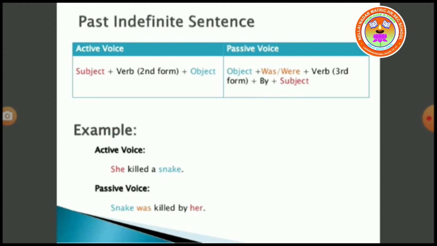Then passive voice structure: object plus was or were plus verb, third form of verb, that is past participle, plus by plus subject. Example, the snake was killed by her. So here the verb killed becomes was killed and the subject she becomes her.